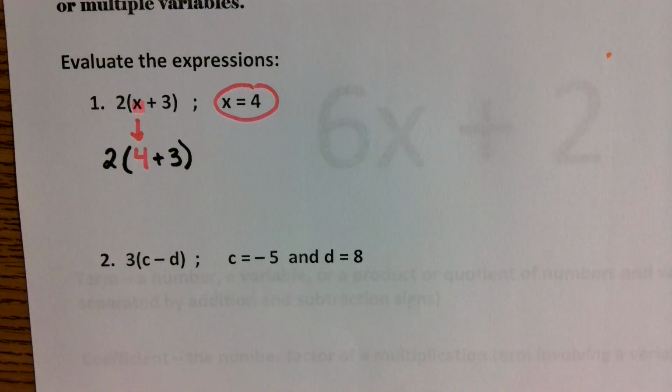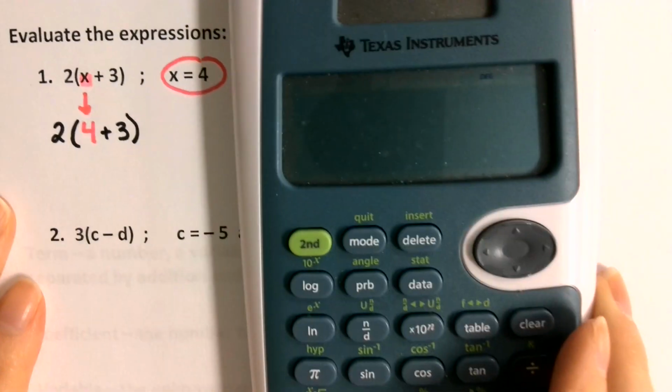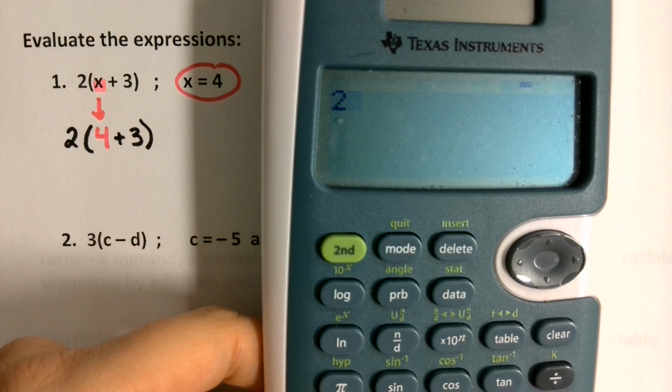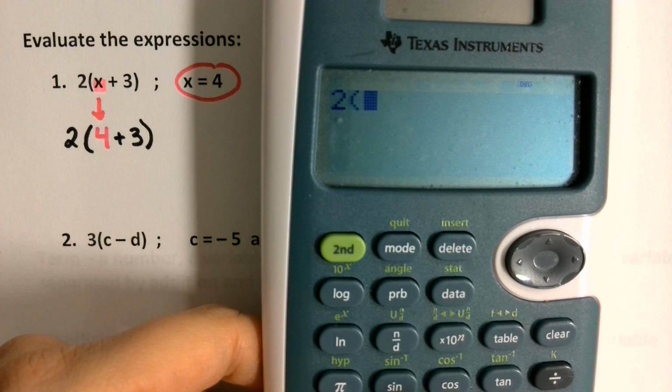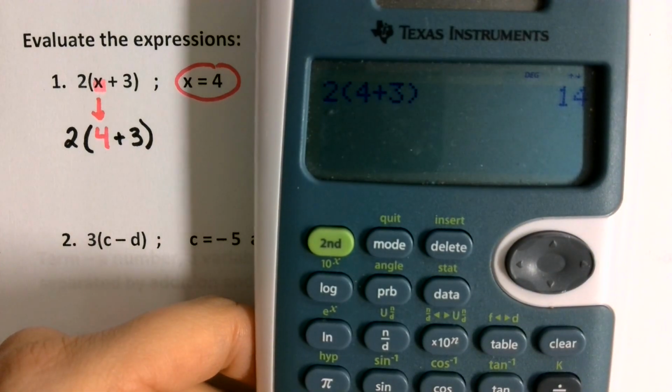Okay, now here's the wonderful thing. Your calculator will do your order of operations for you. If you forgot your order of operations, your calculator will nicely do it for you as long as you type it exactly the way you see it. So the exact way that I see this problem right now, I see a 2. I see parentheses. You guys know where your parentheses are on your calculator, right? Okay, so I'm going to have my parentheses. I see 4 plus 3, and I see a closing of parentheses. And if I hit equals or enter, I get my answer of 14.